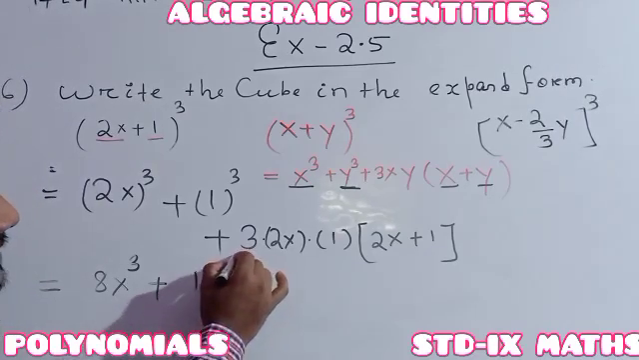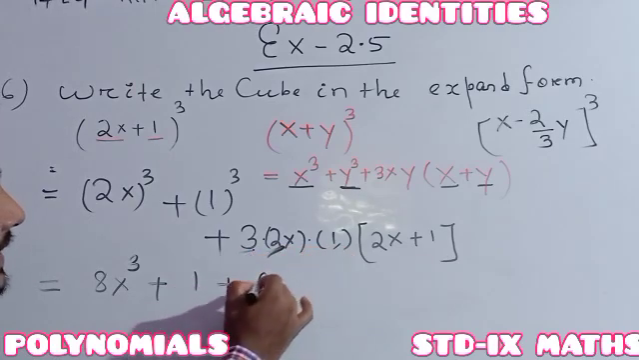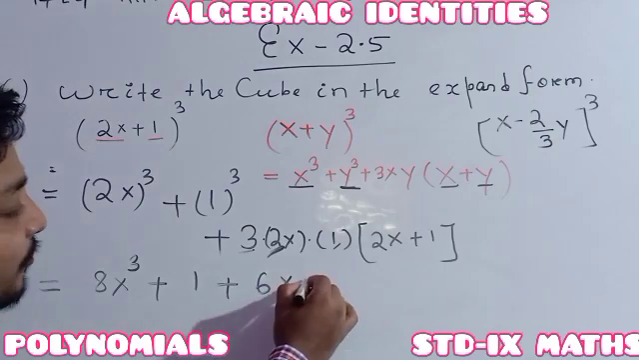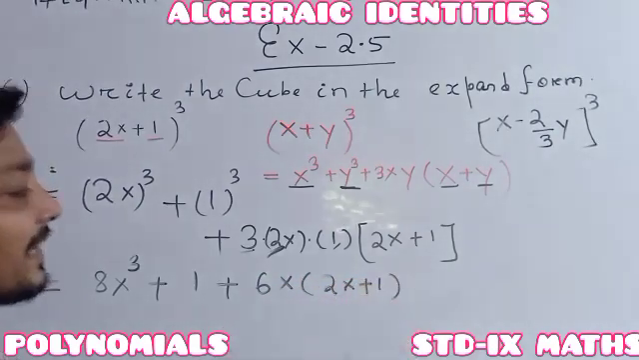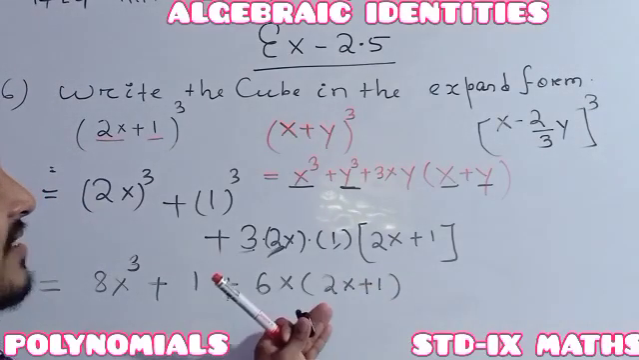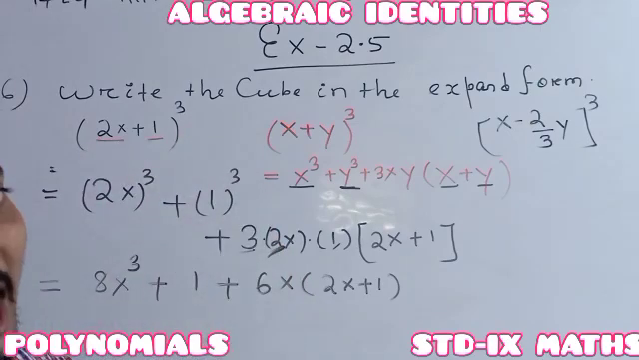And here, see, it is 3 into 2 equal to 6, into 1 equal to 6. Here the variable is x, so 6x. And within the bracket it will be 2x plus 1. Understood or not understood? So this is the expansion of the given factorization form. Perfectly understood? Perfectly clear?